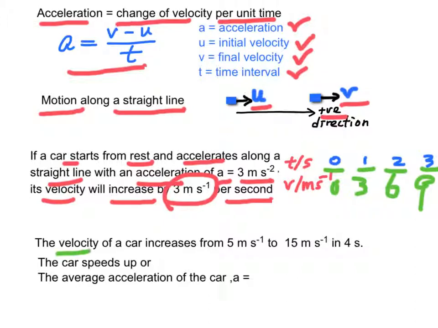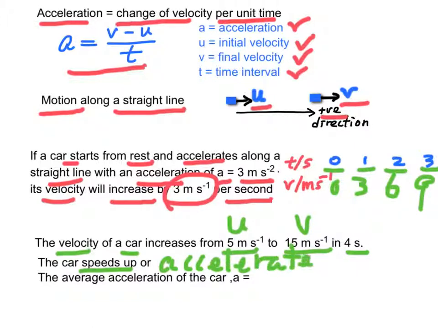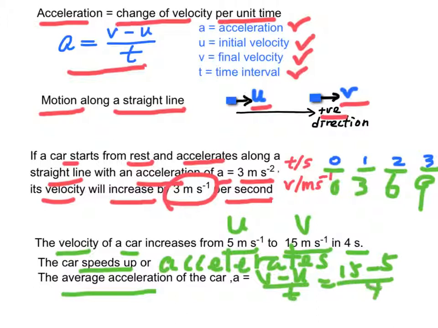When the velocity of a car increases from 5 meters per second to 15 meters per second in 4 seconds, we can say the car speeds up or accelerates, and the average acceleration of the car is a equal to v minus u over t, which is 15 minus 5 over 4, which is equal to 2.5 meters per second squared.